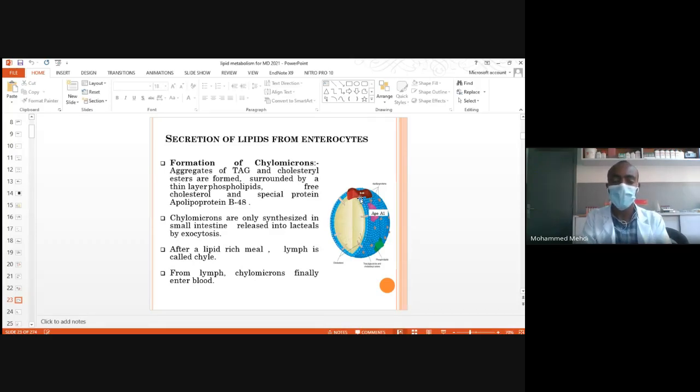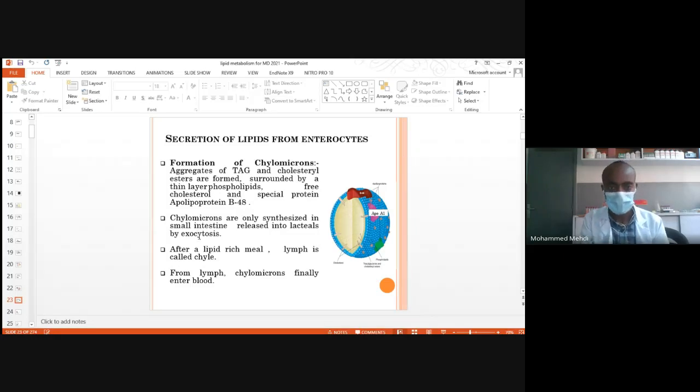For example, phospholipid has a polar part. Free cholesterol has one alcohol functional group, so it has a small polar head that will be found on the outer part of this chylomicron, plus different proteins, apolipoprotein B48 and apolipoprotein A1. They make the outer surface. So this is a chylomicron. It is formed in the enterocytes and then released into the lymphatic vessel, or lacteal, by exocytosis.